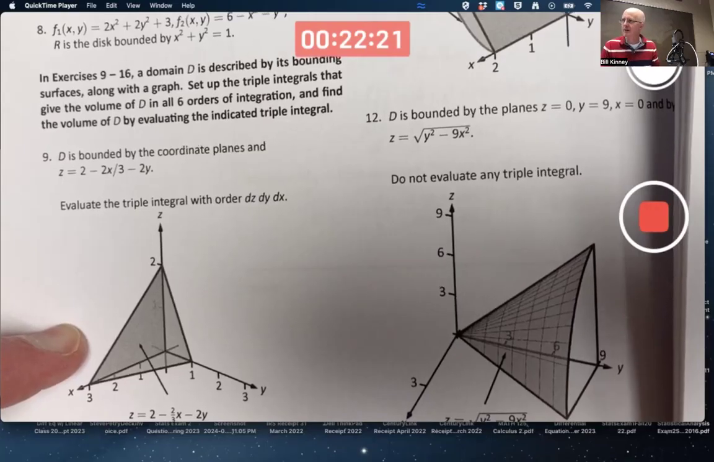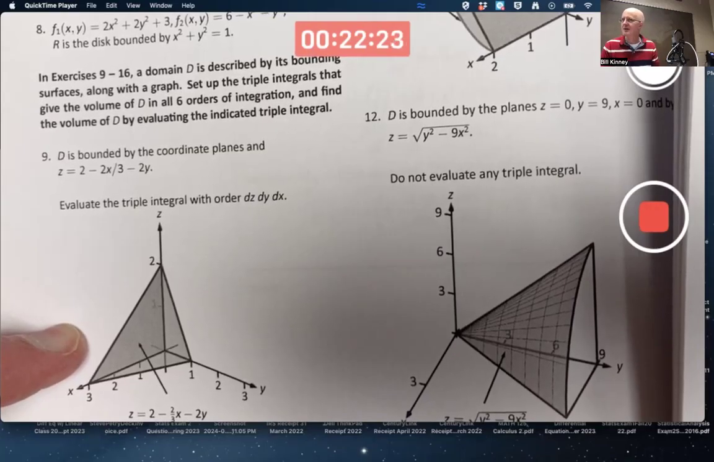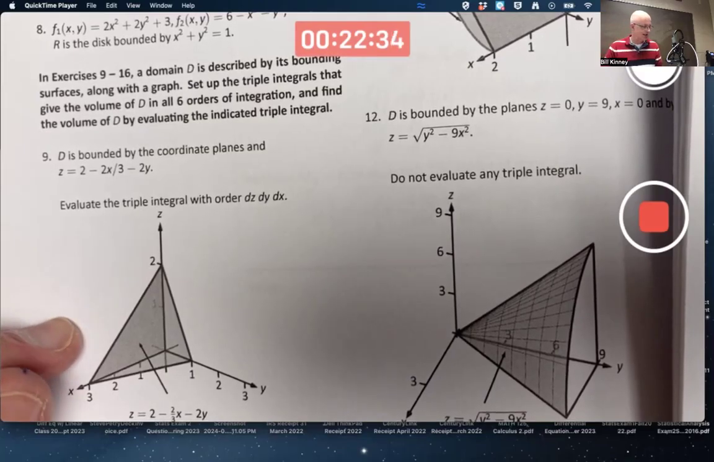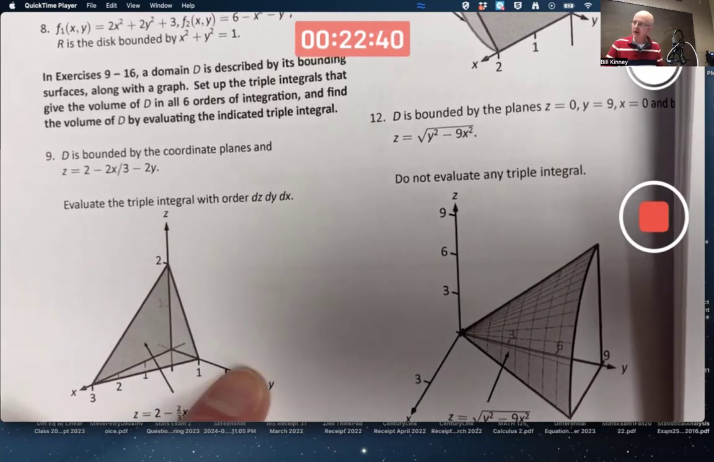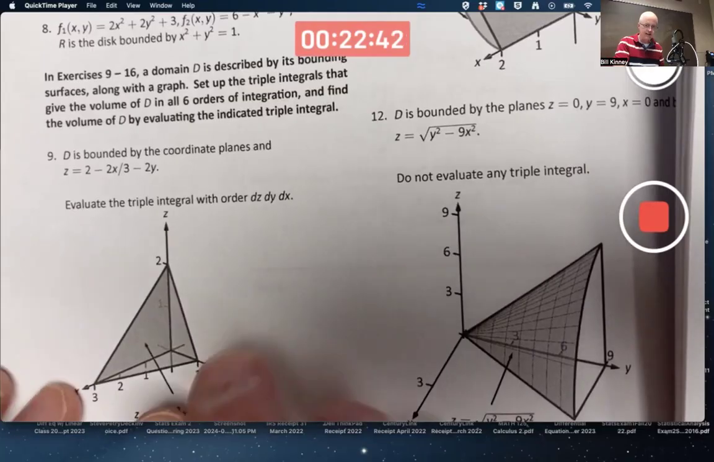You're not always given a picture. It's certainly much nicer when you have a picture because it's hard to draw pictures by hand. And you can get Mathematica to draw these things, but it's still a bit tricky. That's what the solid looks like. It's bounded by the coordinate planes, which means, first of all, the xy plane, where z is 0, that's the bottom here.